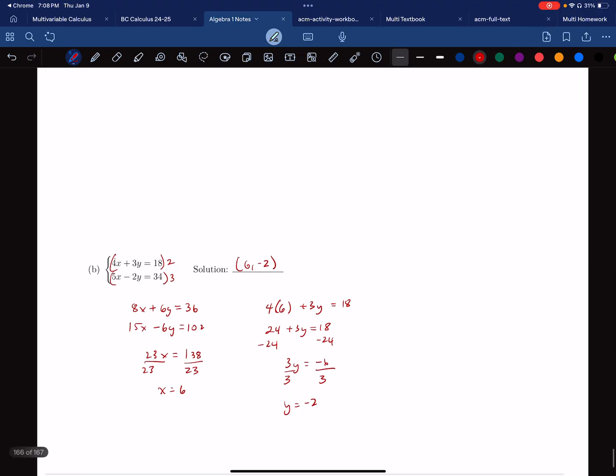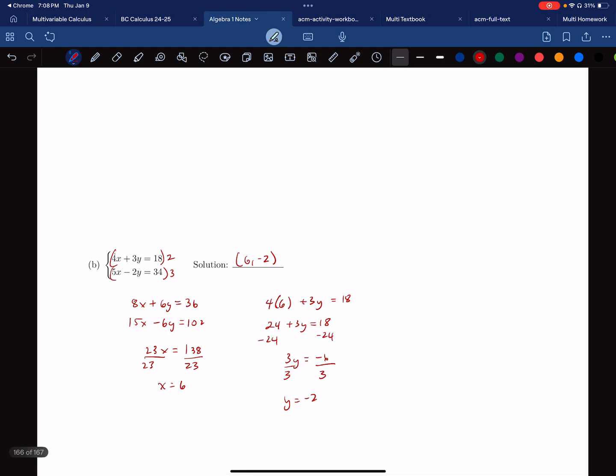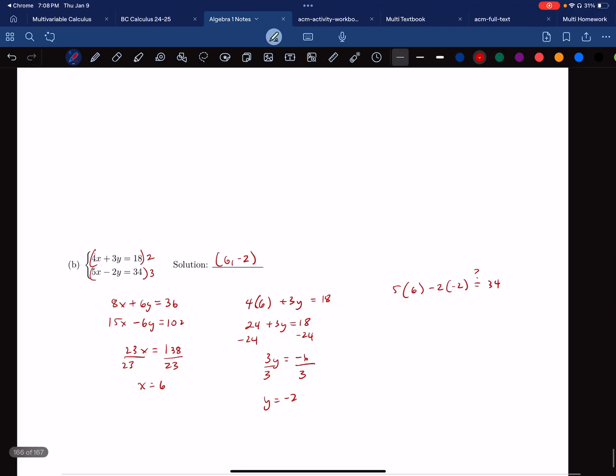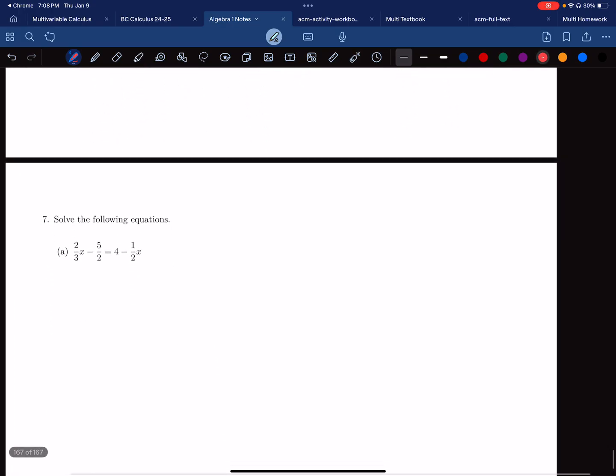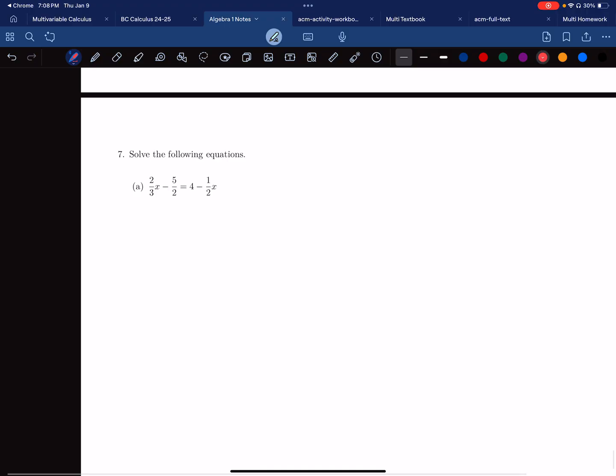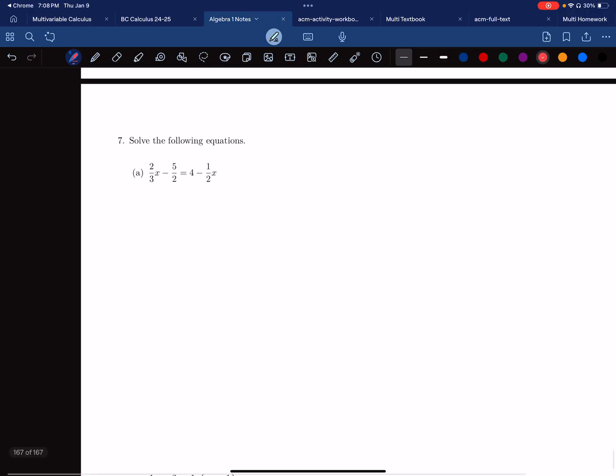Cool. And then I can come over here and check. So 5 times 6 minus 2 times negative 2, does that equal 34? Well, that's 5 times 6 is 30, negative 2 times negative 2, so it'd be plus 4. That equals 34. Checks out. Cool. So I got the right answer, I hope. All right, let's go and do the review problem.